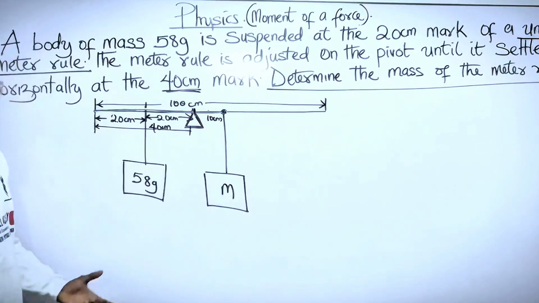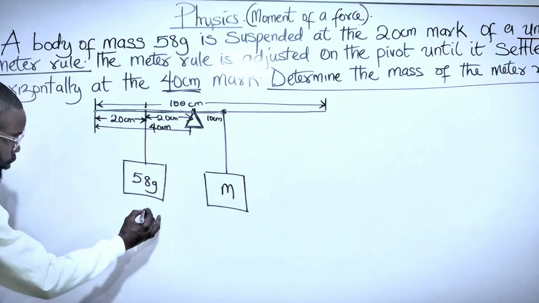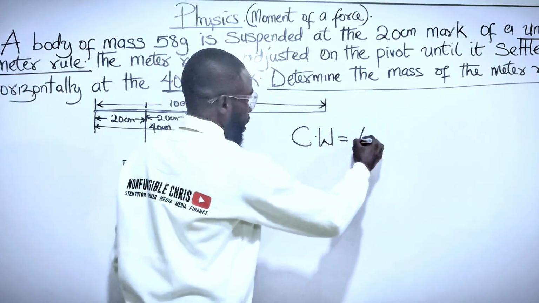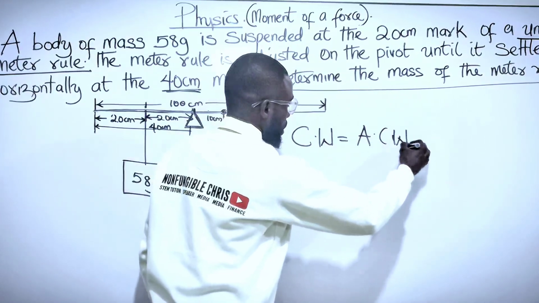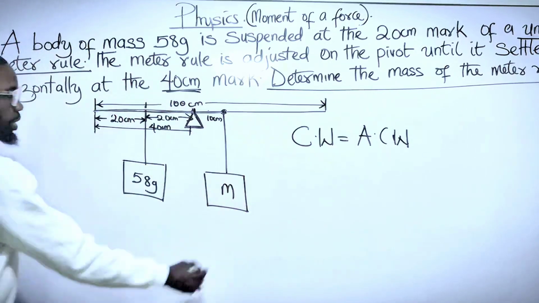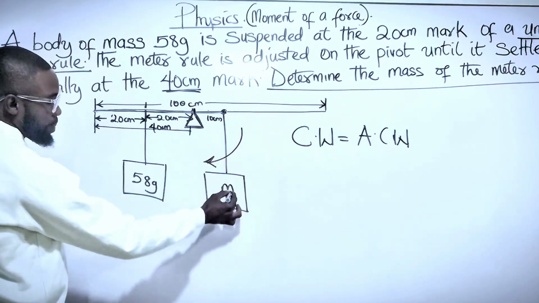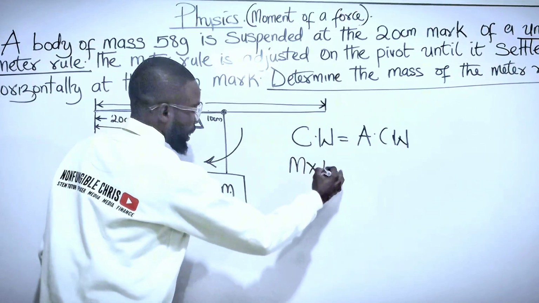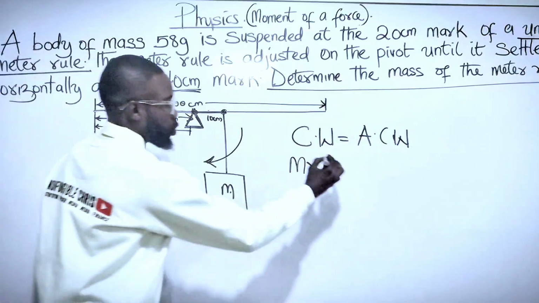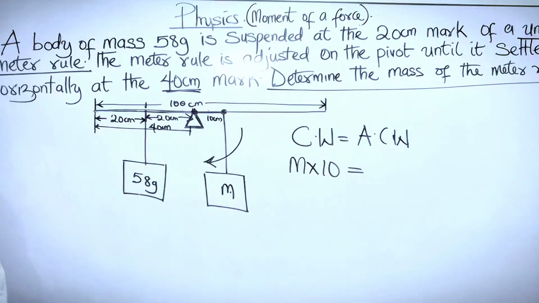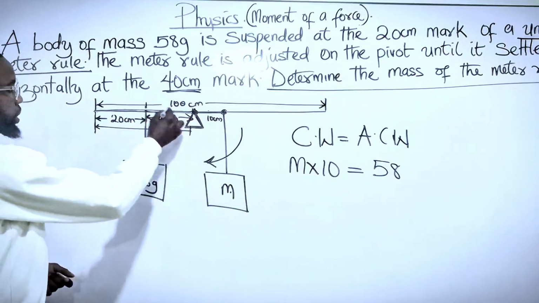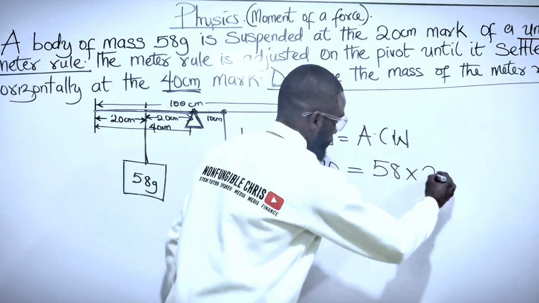So in doing that, it becomes easy. We apply the clockwise moment is equal to the anti-clockwise moment. So the formula we're using is the clockwise moment equal to the anti-clockwise moment. And our clockwise moment is here. That's the mass times the distance here. So we have m times 10 equal to this mass 58 times this 20 here.